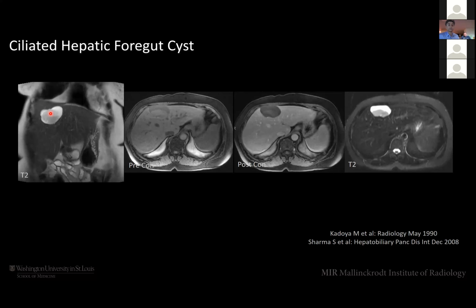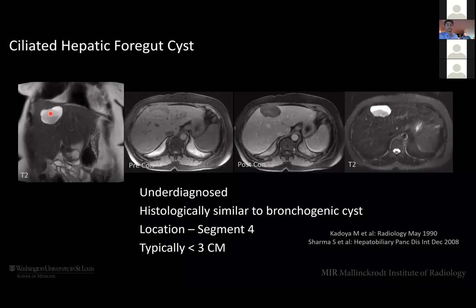But your characteristic appearance is a T2 hyperintense lesion, some proteinaceous material, no septations, no enhancement, in segment 4A, 4B. Then you're dealing with a ciliated foregut duct cyst. They're typically less than 3 centimeters in size.